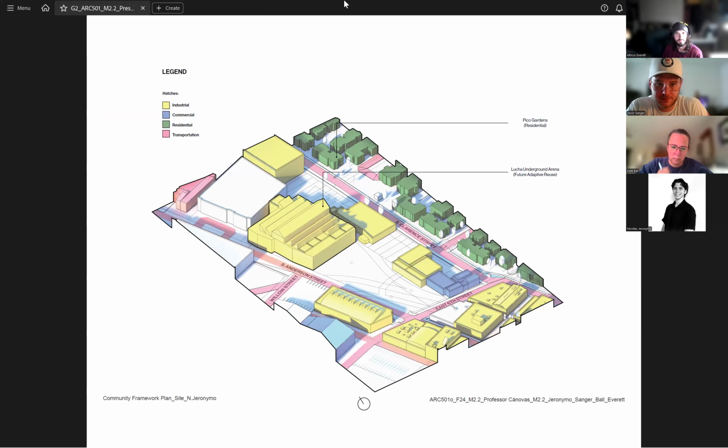And then the site axon highlights the same information there. Circulation around the site is highlighted in red. The different colors show the different functions of the surrounding buildings. And it also helps visualize the scale of the buildings in and around the site area.